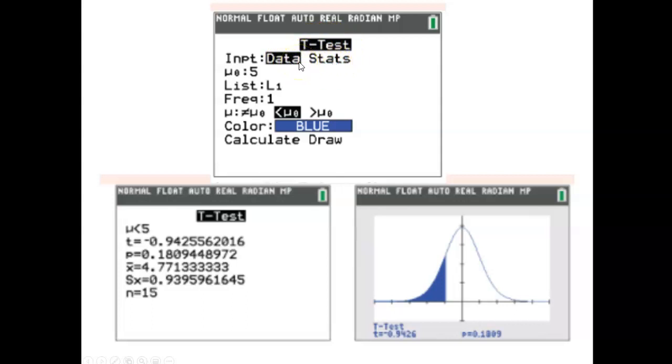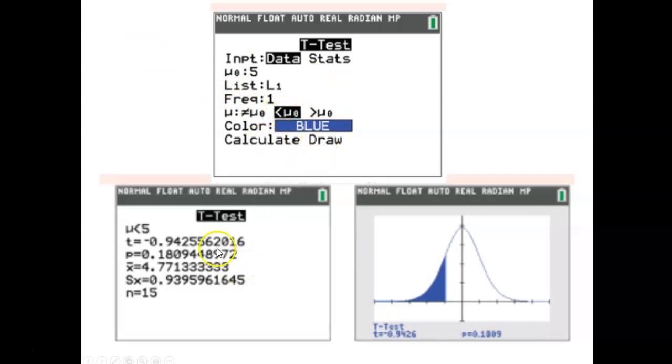Remember, when we calculated this by hand, we had to put all of our data into list 1 and then find the sample mean and standard deviation. Well, this is kind of a one-stop shop. It's going to do it all for you. If you put your data into list 1, you tell your calculator that here. And if you already had the stats, you could just type them in freehand. We do have our null hypothesis as being equal to 5. Data's in list 1. Frequency list just means you're not multiplying all those values by anything, so just leave that as a 1. Our alternative hypothesis was that it was less than 5.